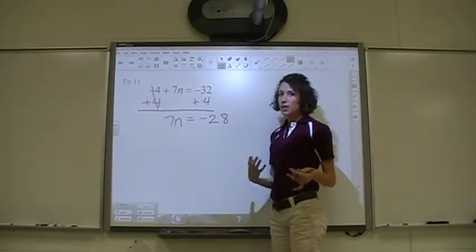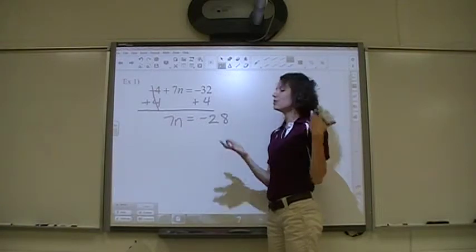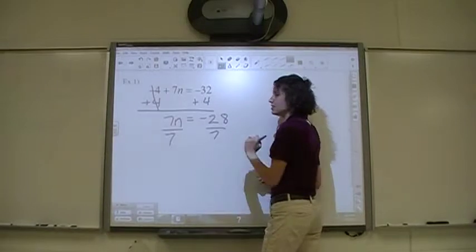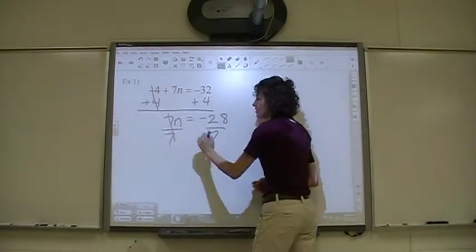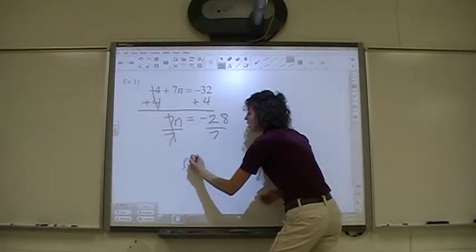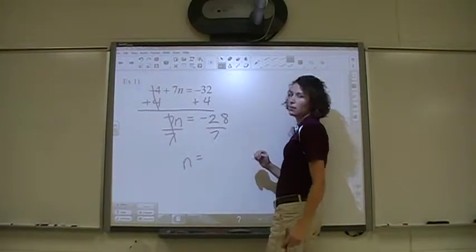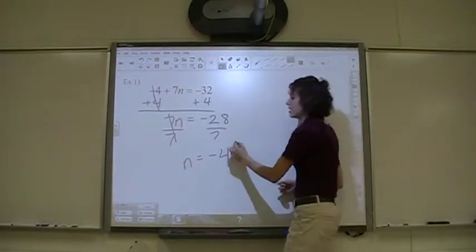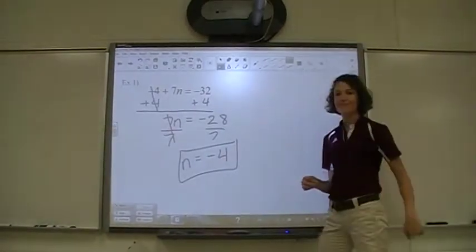Now we have 7 times n. So the opposite of 7 times n would be to divide by 7. So you want to divide both sides by 7. So our 7's cancel out. You get n equals -28 divided by 7 is a -4. Don't drop your negative sign, and this is my final answer.